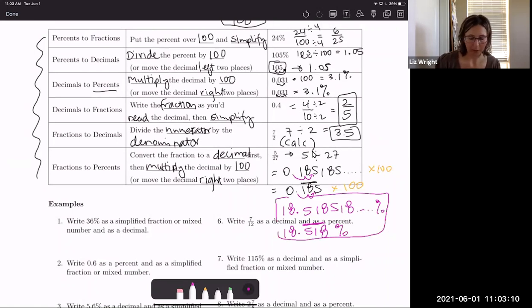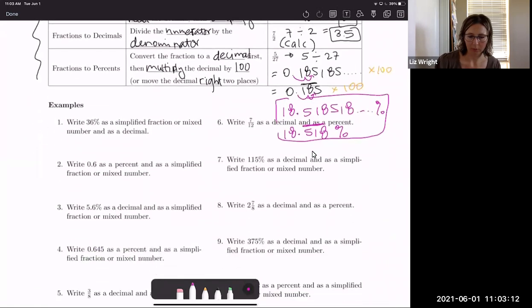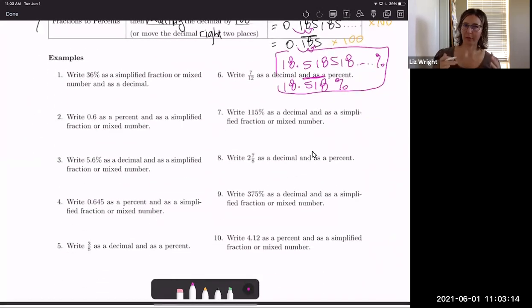Okay, so our next example. Let me back up for a second. All of these examples now, you can go back up and reference your table. So right here, it says write 36% as a simplified fraction or mixed number. Oh, excuse me, and as a decimal. So what we're doing with this first step, part A of this problem, we're taking a percent and moving it into a fraction.